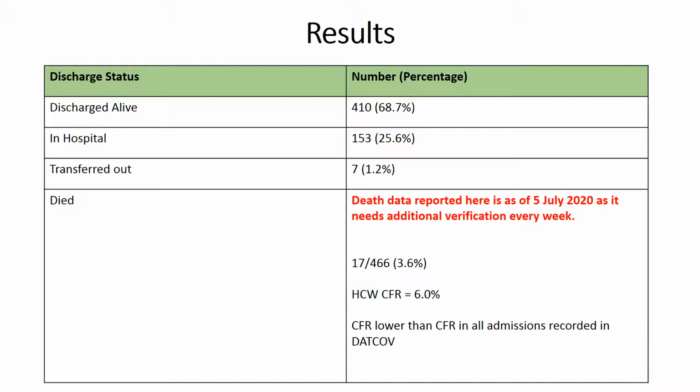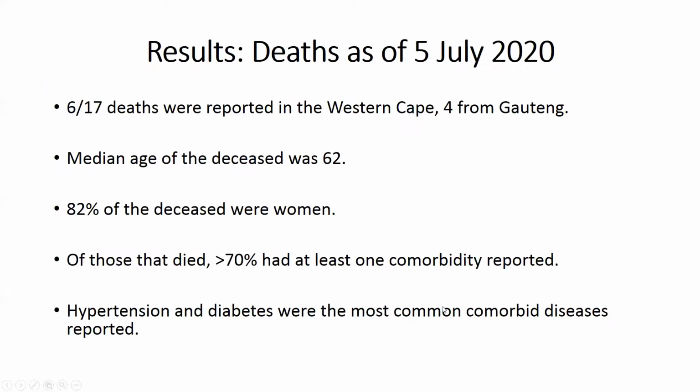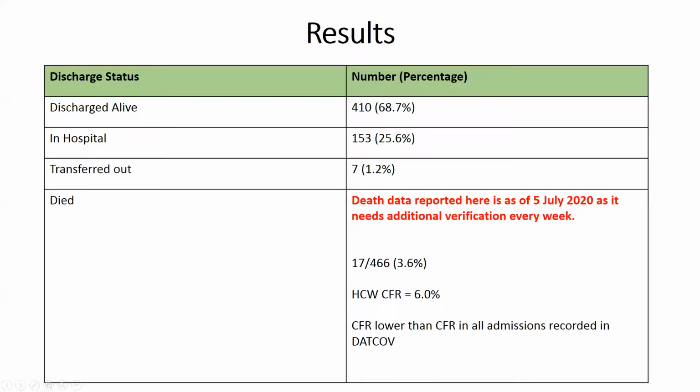Therefore, we are reporting on the ones that we have verified. So as of 5 July, there were 17 deaths amongst healthcare workers. And the deaths made up 3.6% of the data that we have seen on healthcare workers. And the case fatality rate for healthcare workers was 6%. It is much lower than the case fatality ratio that we have seen in all admissions recorded in the database system.